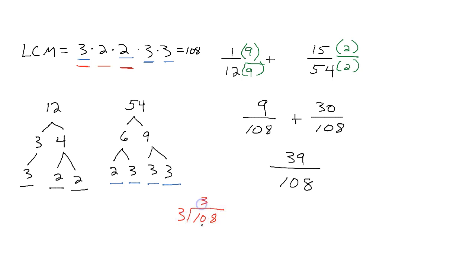in there. It goes in there 3 times, subtract and get 1, bring down the 8, and it goes in there 6 times. So it looks like I can divide the numerator and the denominator by 3, and what I end up with then is 13 over 36. That's as simple as this one can be, so that would be my answer.